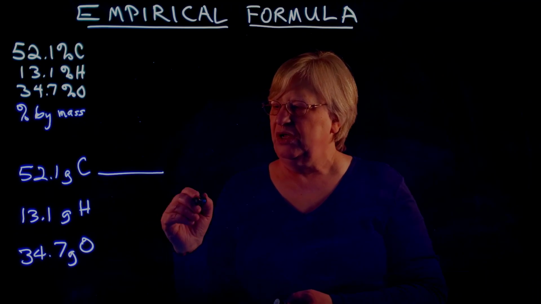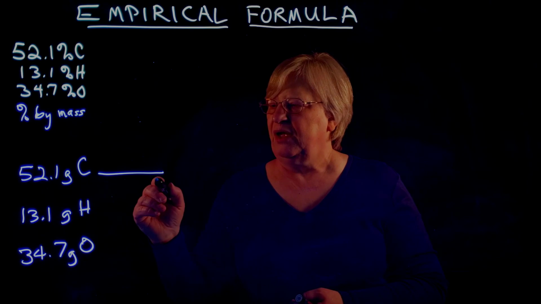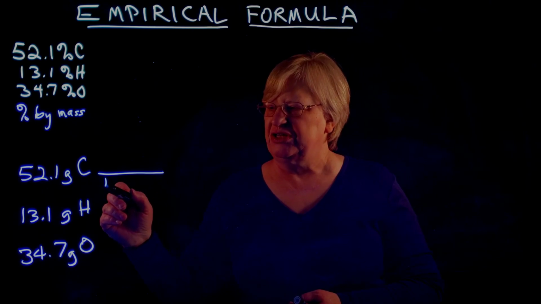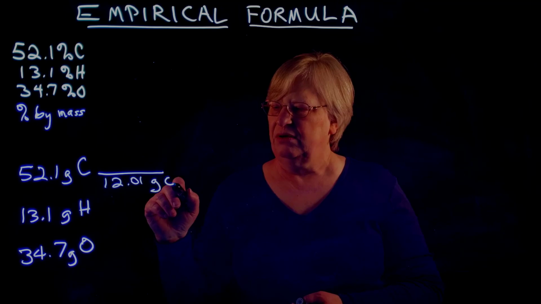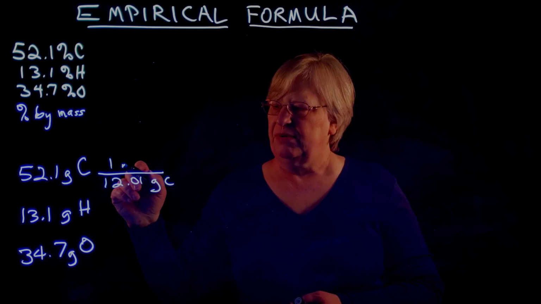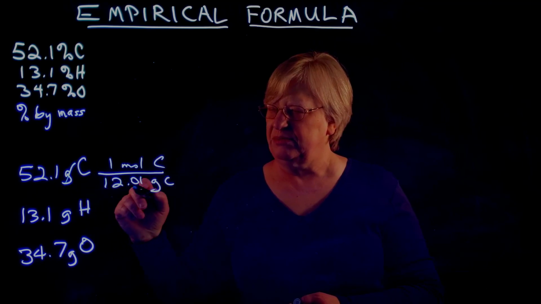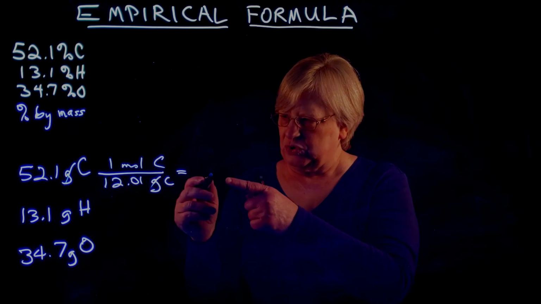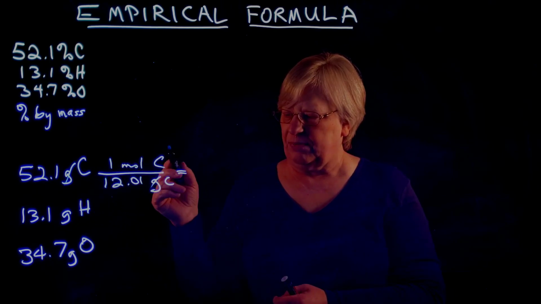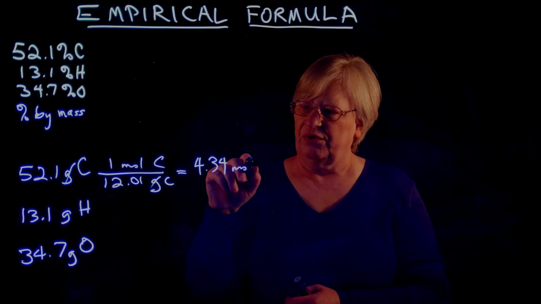And so we're going to change these into a number of atoms. And the way we do that, of course, is by changing it to moles. So to change carbon, we would have to multiply it by its molar mass, of course, upside down, because we want the grams to cancel, right? And so when we do this, we're going to change our grams of carbon, we're going to get 4.34 moles of carbon.